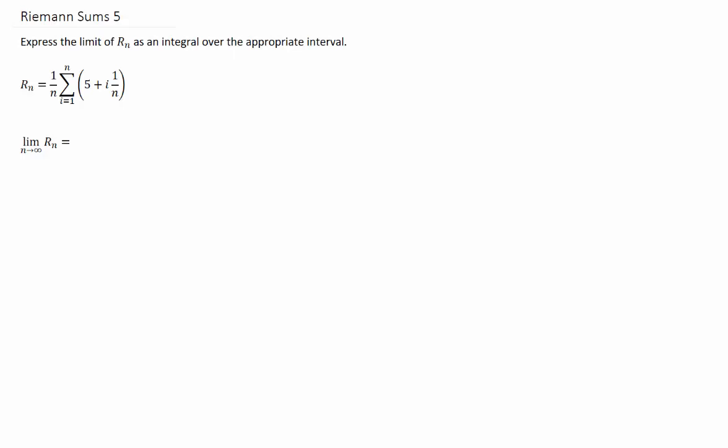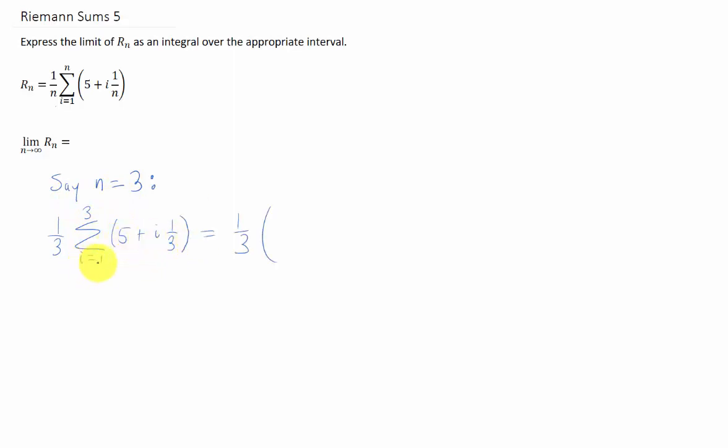So here we have a Riemann sum, and the notation looks kind of crazy, but we know that it's going to represent the areas of a bunch of rectangles that are approximating the area under a function. So I'd like to start this problem by coming up with an n value. Just say n equals 3 maybe. And let's see what this sum turns out to be.